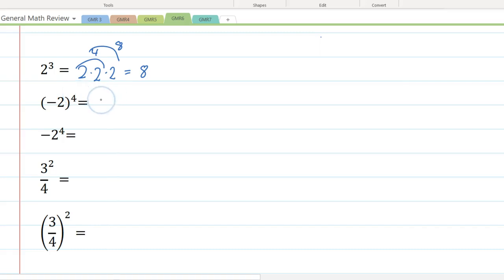That's actually telling us that we have 4 negative 2's. A negative times a negative is a positive 4. A negative times a negative is a positive 4. Positive 4 times positive 4 is positive 16.